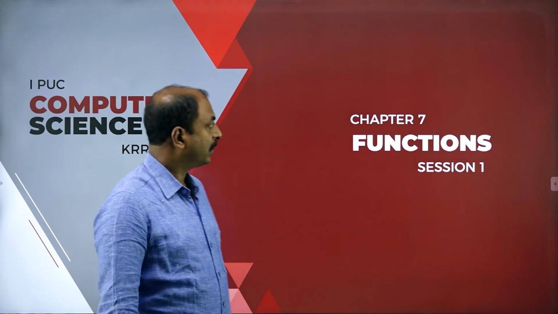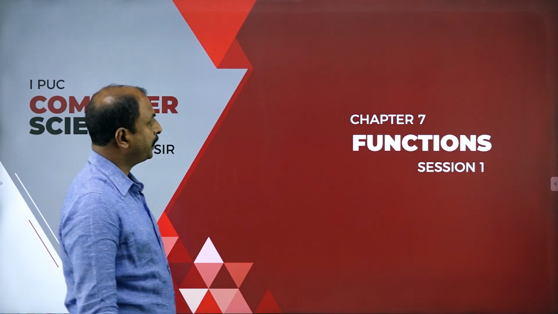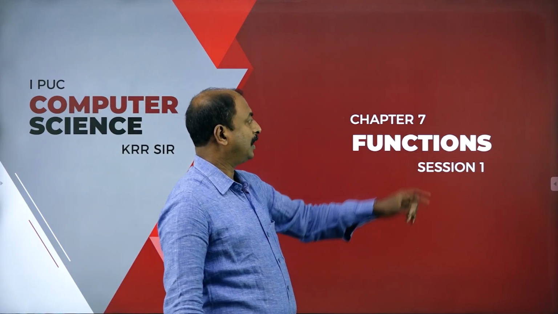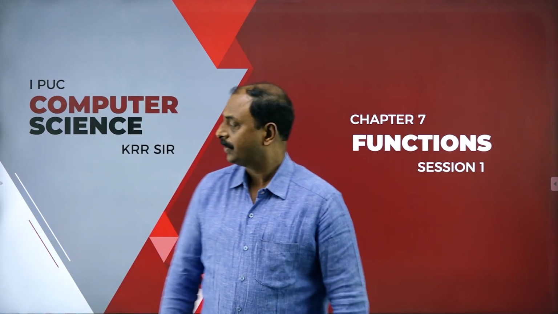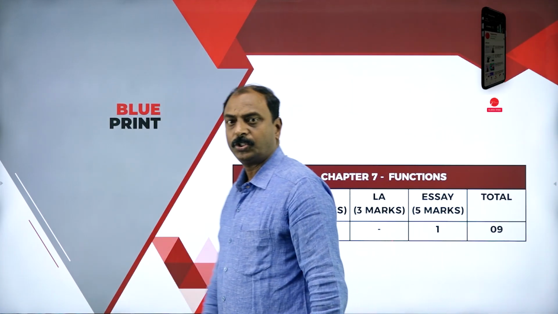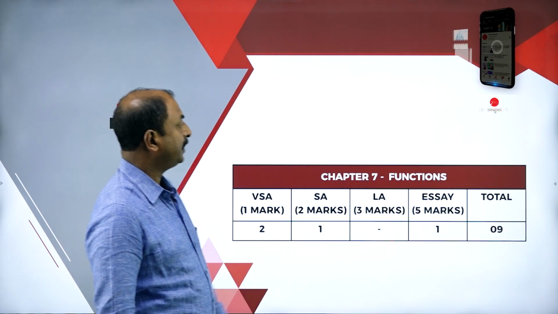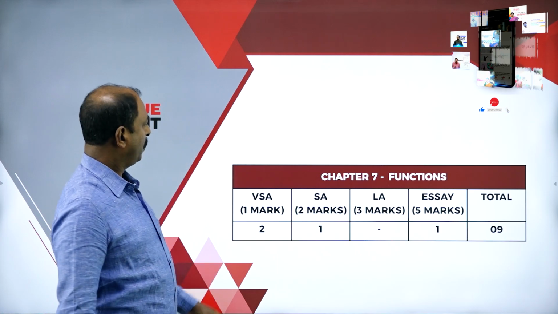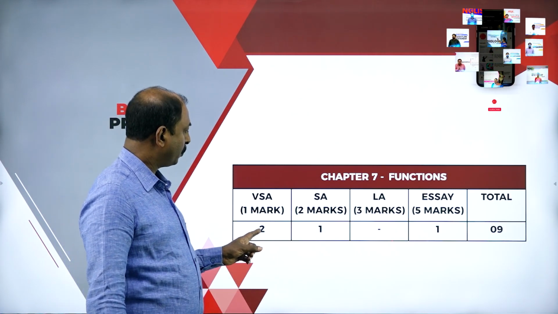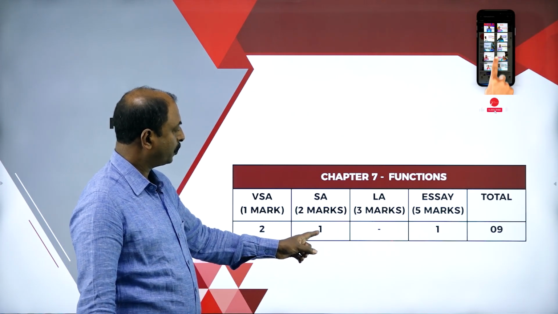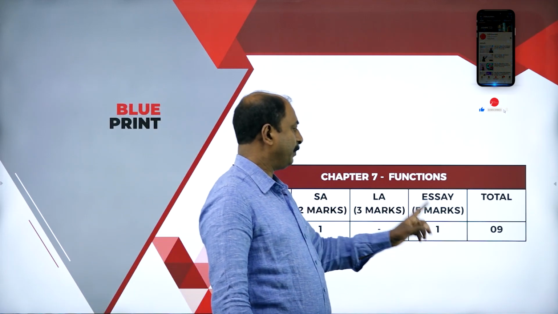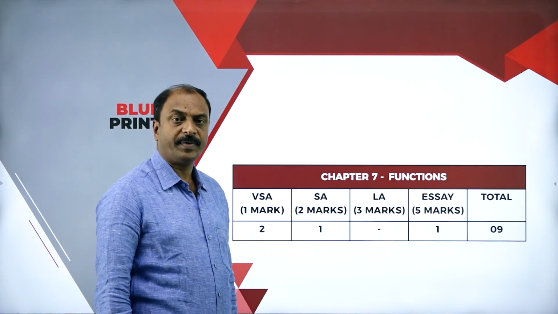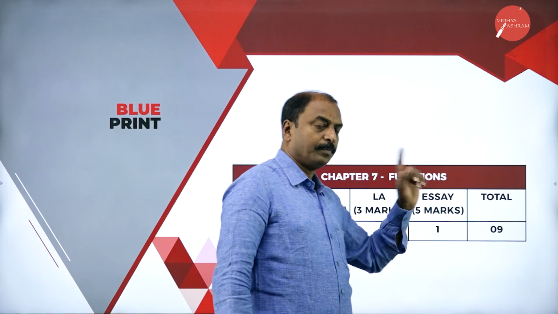Students, let us start our discussion with the chapter functions, that is chapter number 7. So, let us see the weightage of the chapter. The weightage of the chapter is 9 marks. Here, this is 1 mark question, and this is 2 marks question 1 and 1 5 marks question. So, total weightage of the chapter is 9 marks.